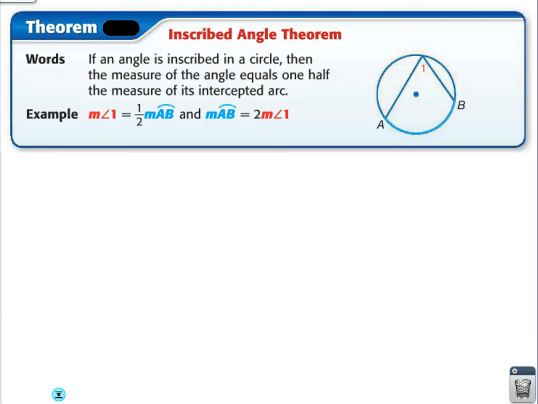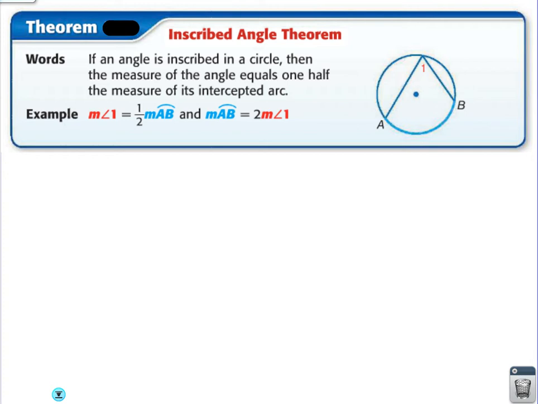You know what the relationship is? There you go. If an angle is inscribed, then the measure of the angle is equal to half the measure of the intercepted arc. Makes sense. It's twice as far back. It's going to be half the size. And I bet we could use similar triangles to prove that.